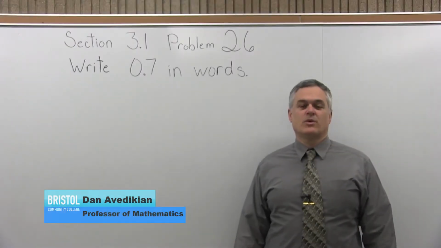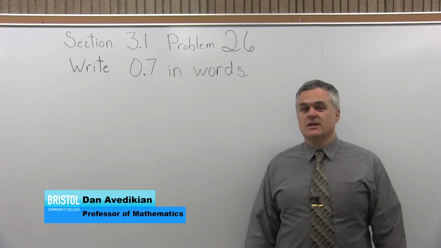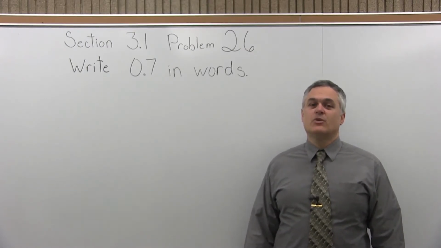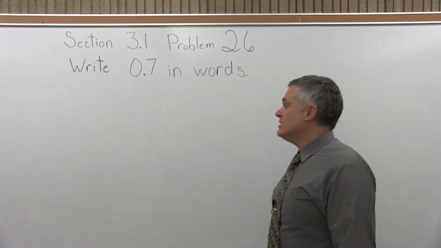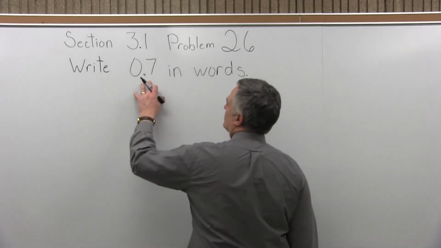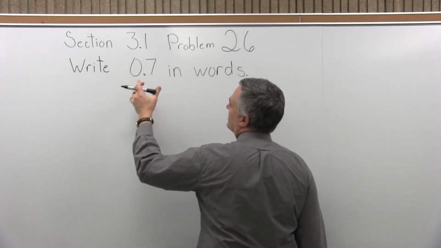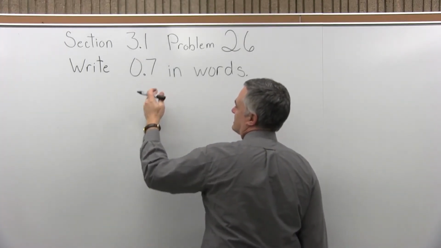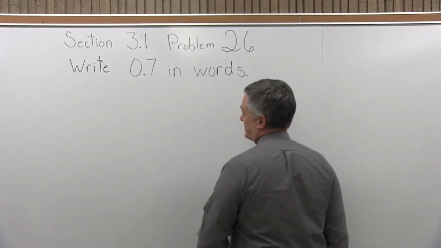This is Section 3.1, Problem 26. It says write 0.7 in words. So you could try and go directly into words, but I like to try and write it as a fraction first. So first let's convert this into a fraction.